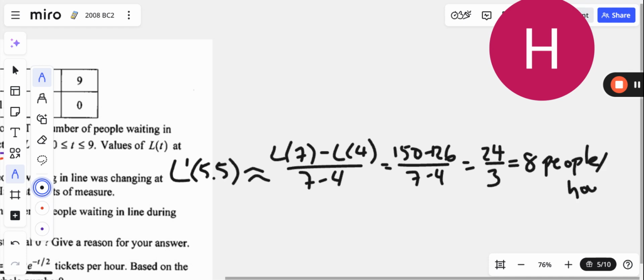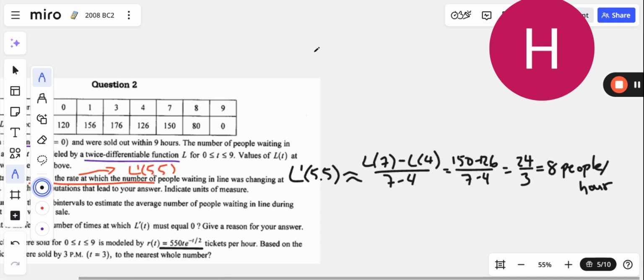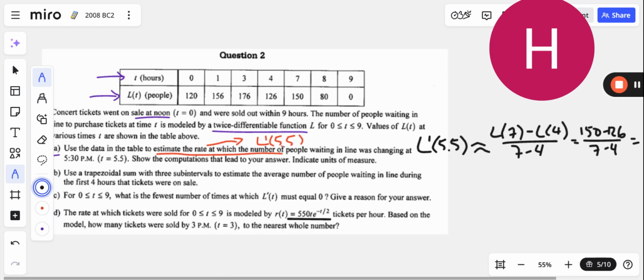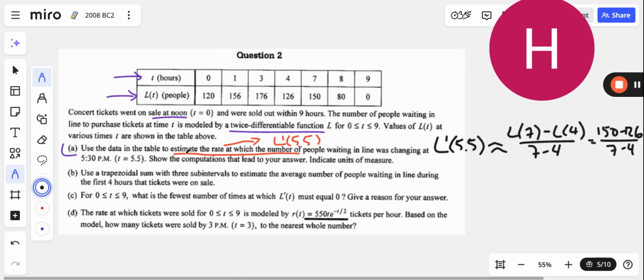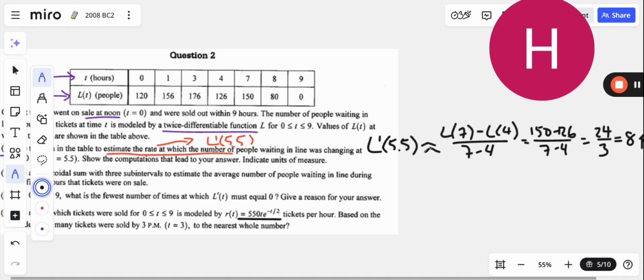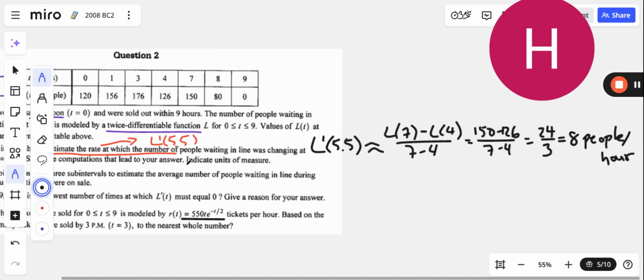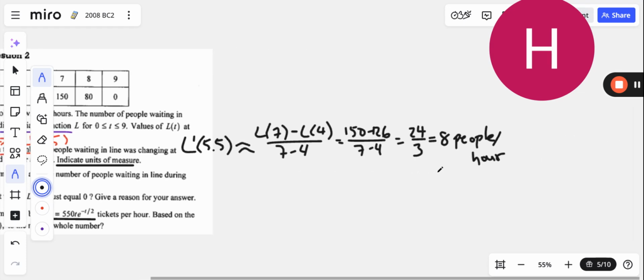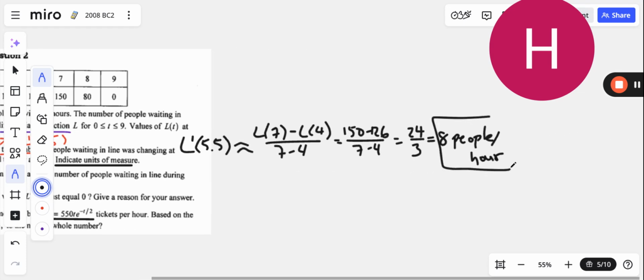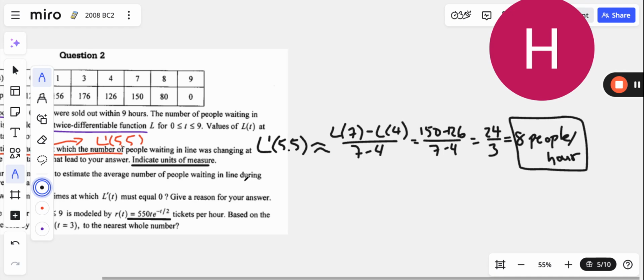That means that the line is getting longer by 8 people per hour at that moment. And we don't know if it's true exactly at that moment. It's just an estimate based on what we had. So that's the computations leading to the answer. And indicate units of measure. That means if you don't include the units, they're probably going to take points off. You probably are awarded points based on including the units.